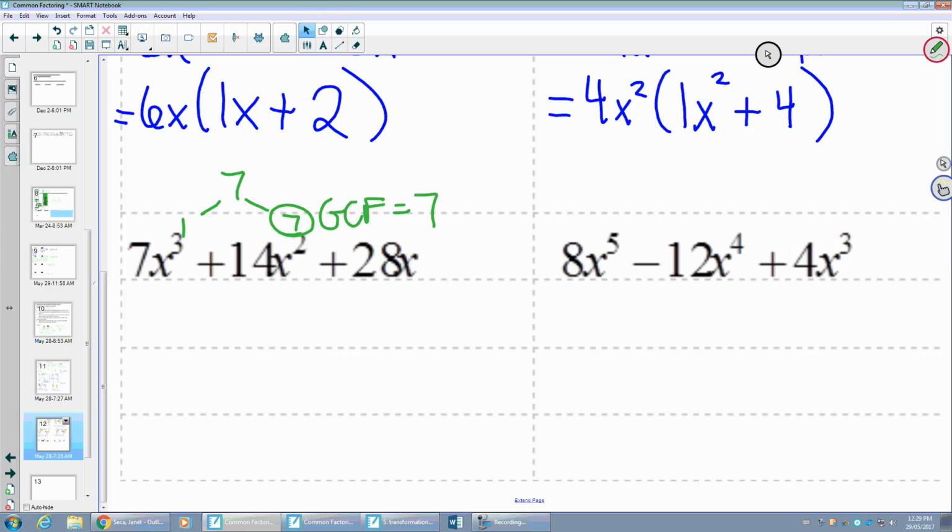Then I look, does every term have a variable? Yes, yes, yes. So I look at the lowest exponent. What's my lowest exponent here? X, because that has a 1. So it's saying I have to divide every term by 7x. Divide by 7x, divide by 7x, divide by 7x. So 7x, bracket. See what you get when you do it.